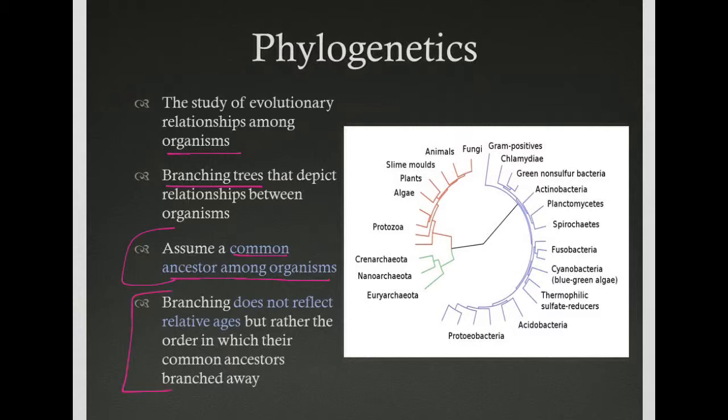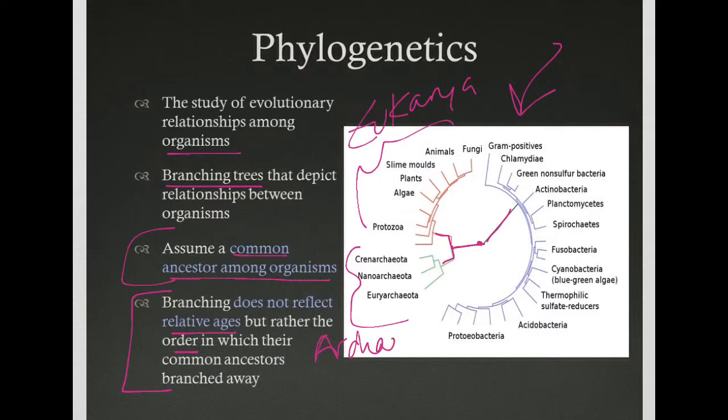The length of the branches do not reflect actual ages, but just the order in which things happened. So in this picture you see we start at the center and the various branching happens outwards. And here are the three domains you might have noticed. This is eukarya, archaea, and all of this over here is bacteria. Eubacteria.